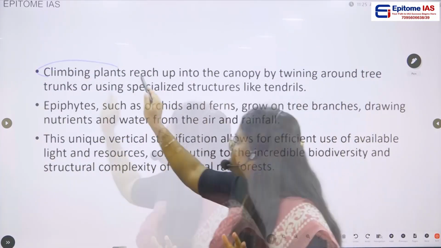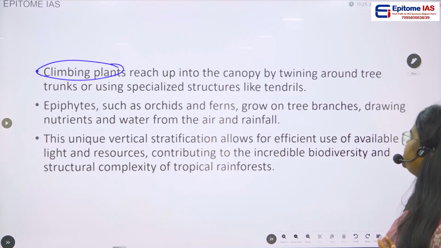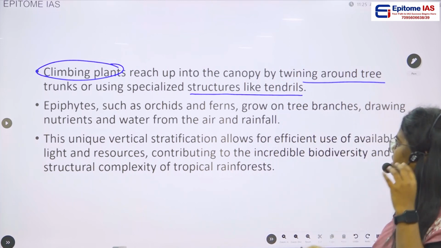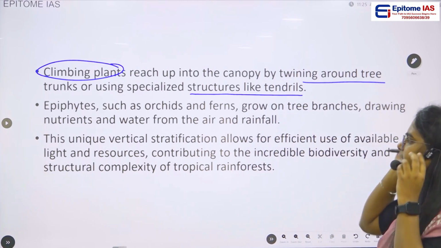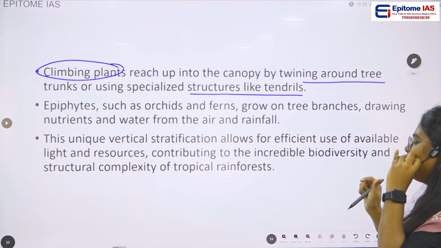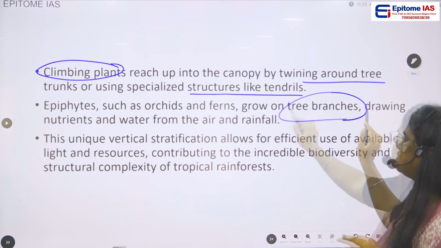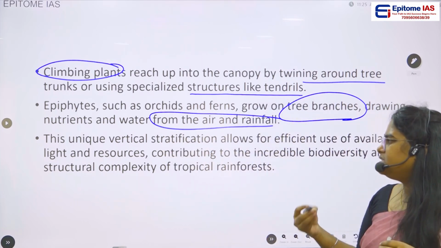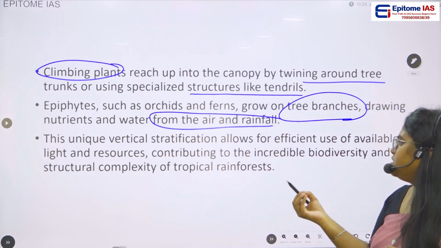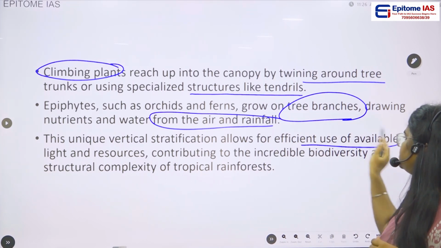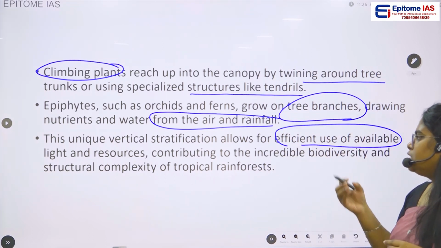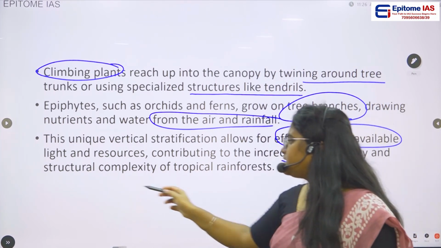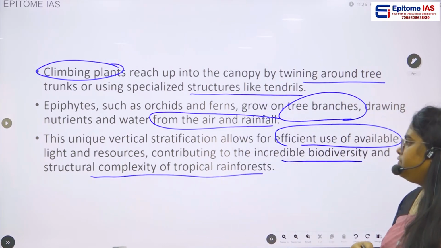These climbing plants reach up to the canopy by twining around the tree trunks or using specialized structures like tendrils. Epiphytes such as orchids and ferns grow on the tree branches, drawing nutrients and water from the air and the rainfall. This unique vertical stratification allows for efficient use of available light and resources, contributing to the incredible biodiversity and structural complexity of the tropical rainforest.